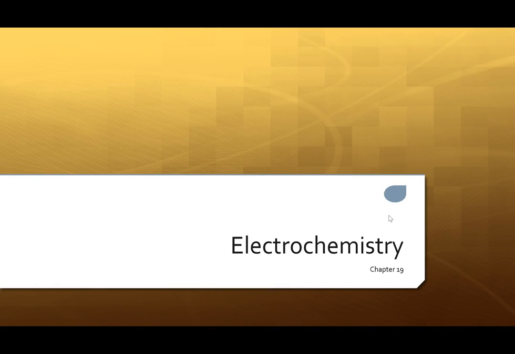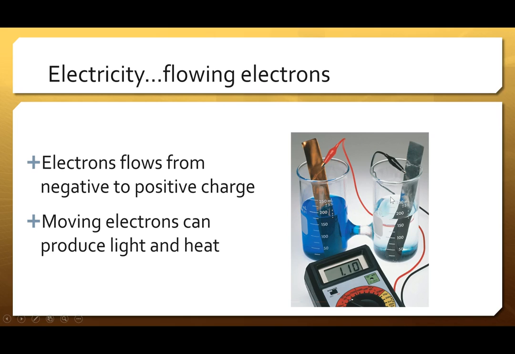In chapter 19, we're going to talk about electrochemistry. This is going to lead us right into a discussion of how batteries work, basically. So, electrochemistry, we're going to study electricity. Electricity really is just the flow of electrons.